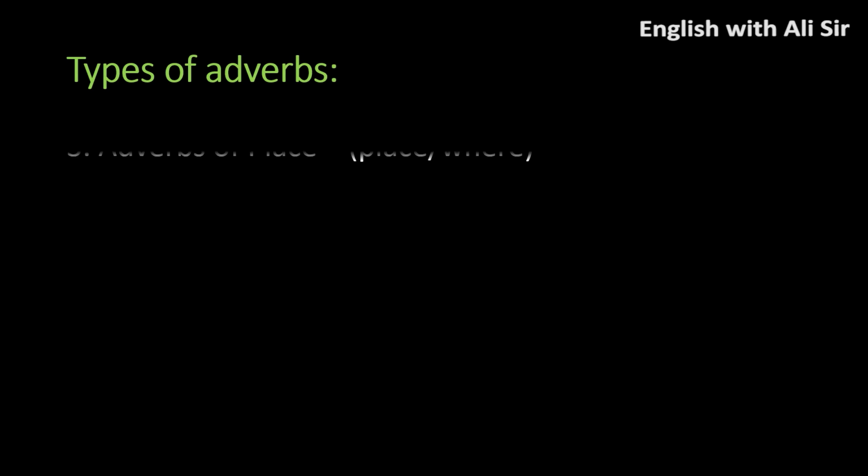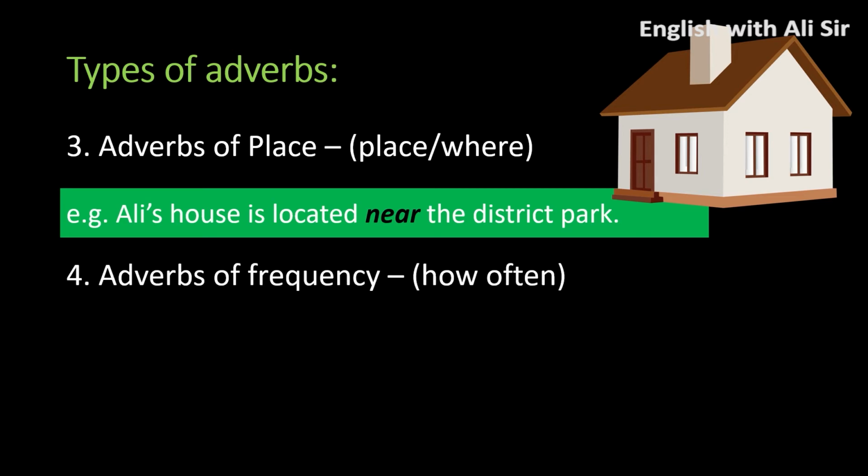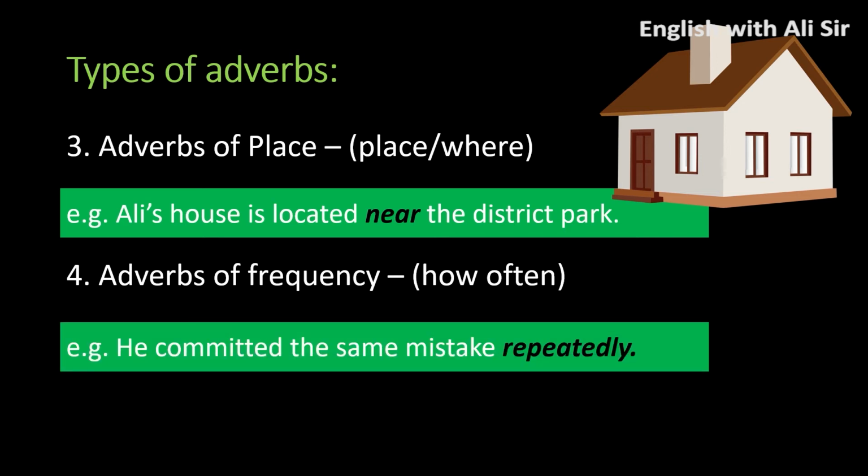That is an example. Then there is the third kind of adverb, that is adverbs of place. They show place, they show where. For example, Ali's house is located near the district park. Then there is one more adverb, that is adverbs of frequency. They show how often. For example, he committed the same mistake repeatedly.